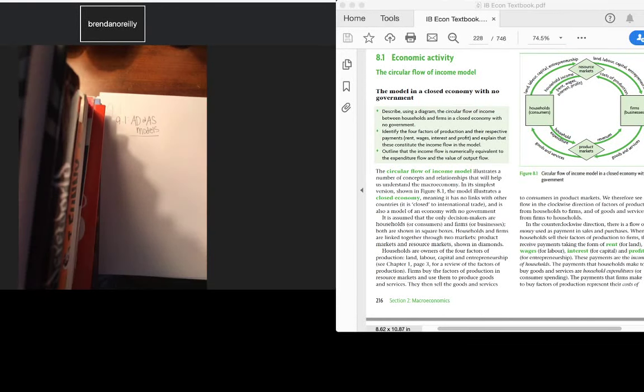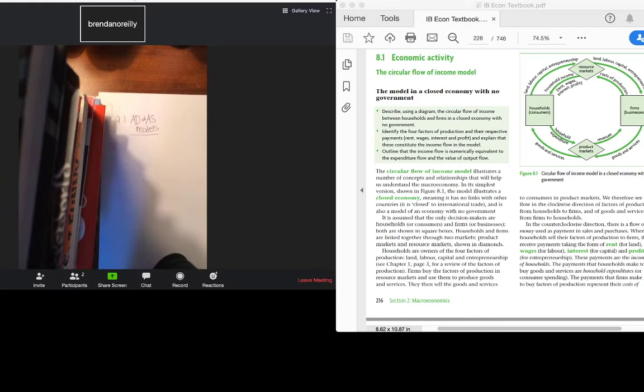Okay, so today for this demo, we will go through the circular flow of income model and discuss the differences between a closed economy and an open economy. By the end of this, we should have a better understanding of what goes into an economy, what goes out, and what can be injected and leaked out of the economy as well. Hopefully you can see the textbook on the screen. So, starting at 8.1, economic activity.